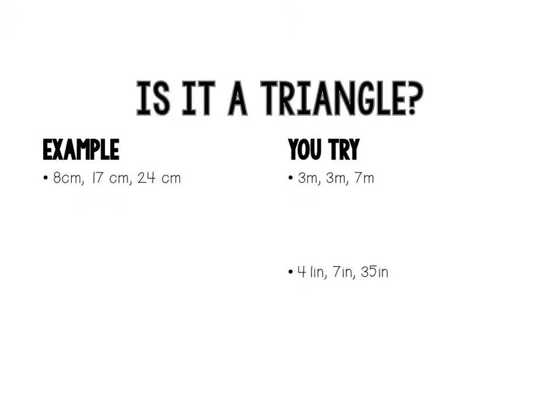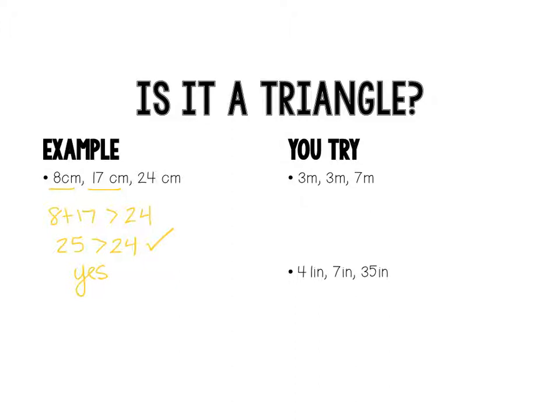So is it a triangle? Here's examples. So my smallest sides are 8 and 17. Now don't always assume that it's going to be the first two because they may try to throw you off. But here, 8 and 17 are the smallest. So 8 plus 17 has to be greater than 24 for this to be a triangle. Well, 8 plus 17 is going to be 25. 25 is greater than 24, so yes, this is a triangle.